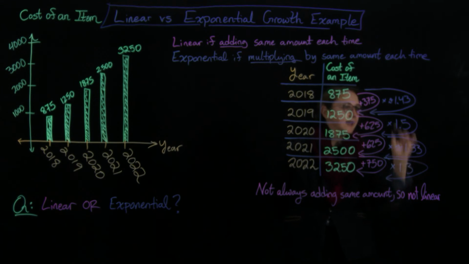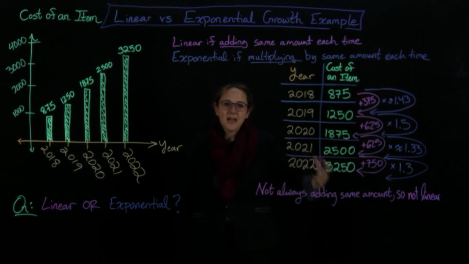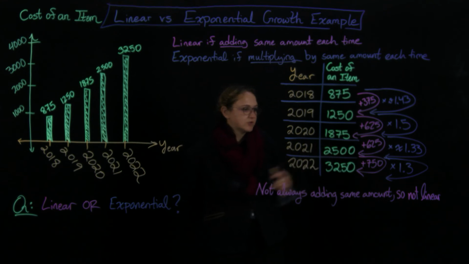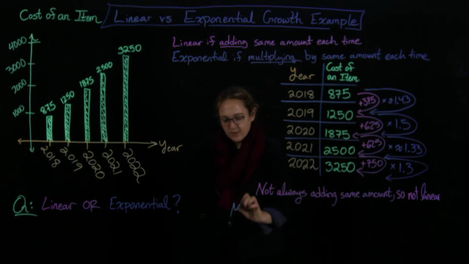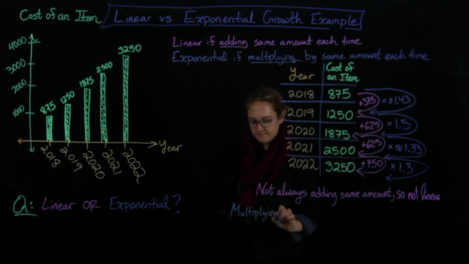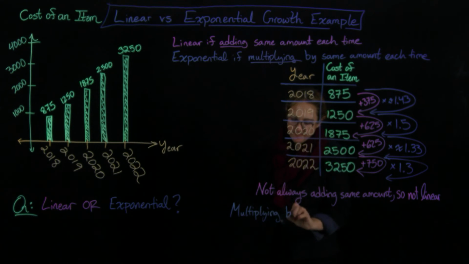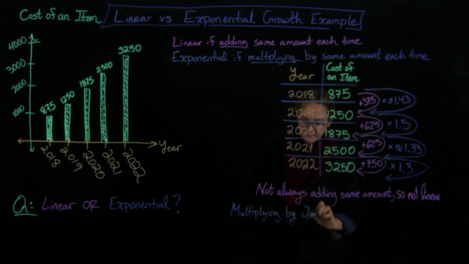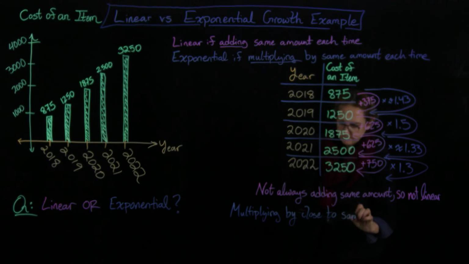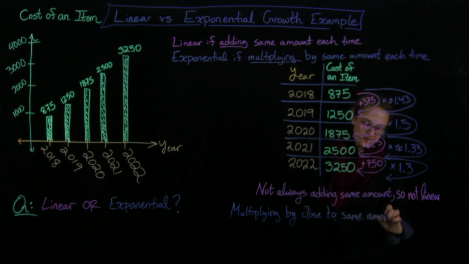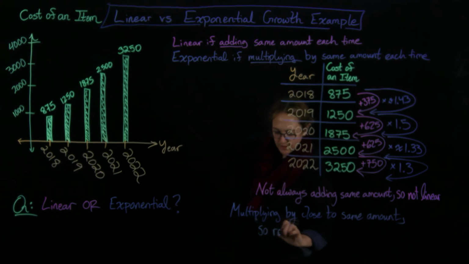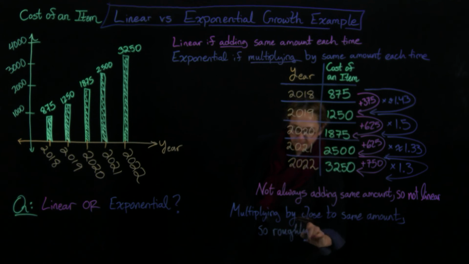Looking at these, you can tell that they're not exactly the same amount, but they're pretty close. So we're multiplying by close to the same amount, so it's kind of close to exponential. So we could say that it's roughly exponential. That's a good approximation or a good model.